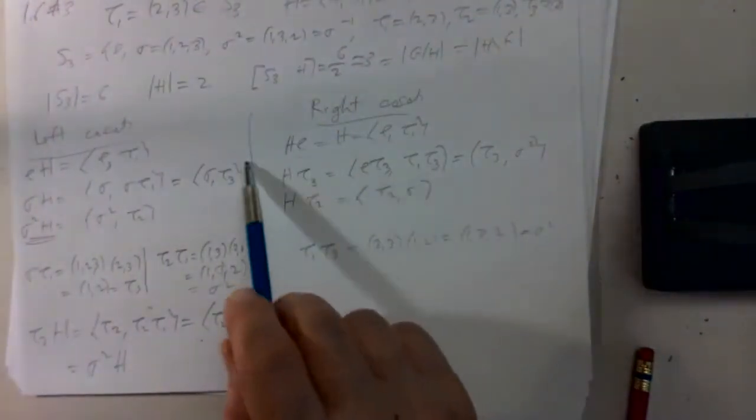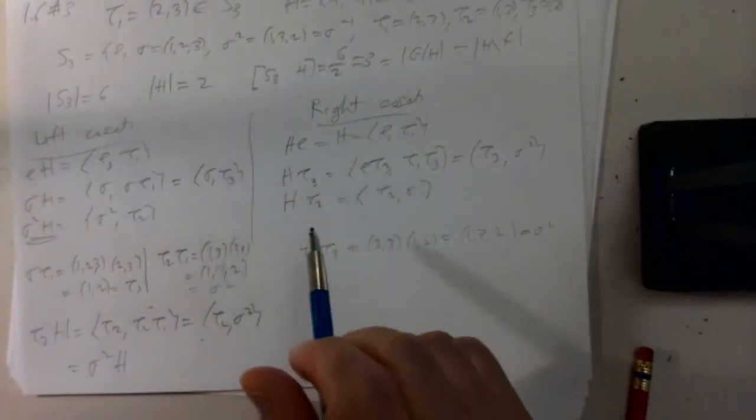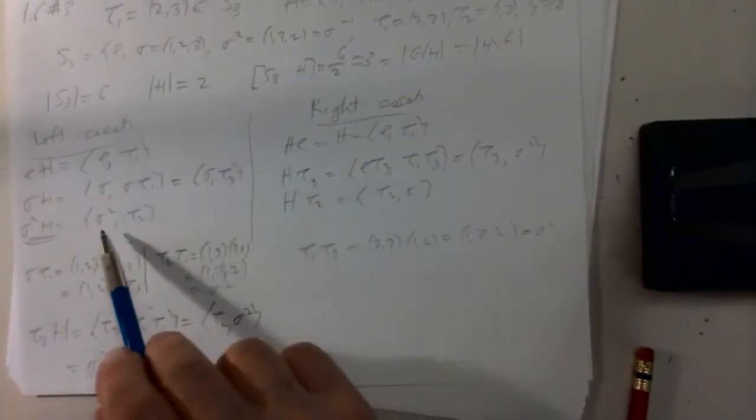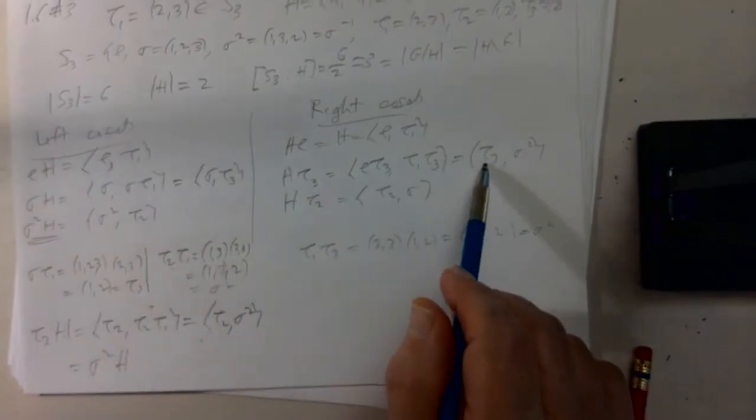You'll notice the left cosets and the right cosets are not the same. Right here I have sigma squared and tau 2. Here I have sigma squared and tau 3. They're different. The elements in S3 are rearranged differently in the right cosets and the left cosets. And that's because this subgroup H is not a normal subgroup.